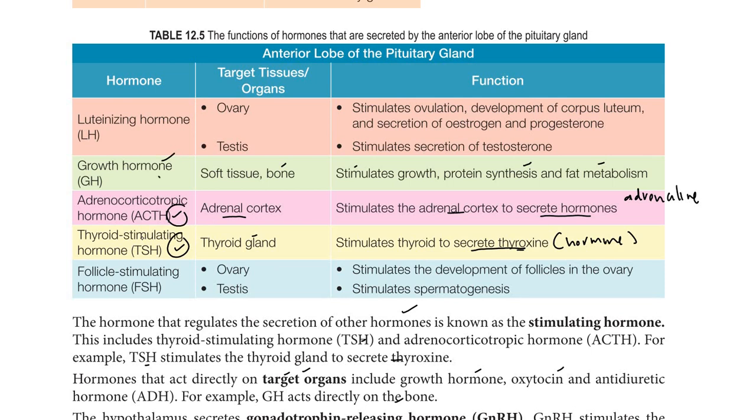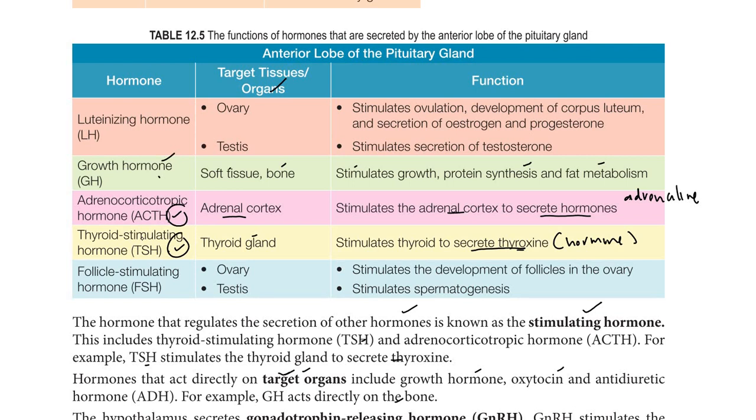Compared to growth hormone, when it acts with the soft tissue and bones, it will stimulate the function, and the function will occur inside the soft tissue. This means the soft tissue will not secrete another hormone; the function occurs inside the soft tissue and bone. But for TSH and stimulating hormones like thyroid stimulating hormone, they stimulate the target tissues to secrete another hormone. So that is the difference between the stimulating hormones and the hormones that act directly on target organs.